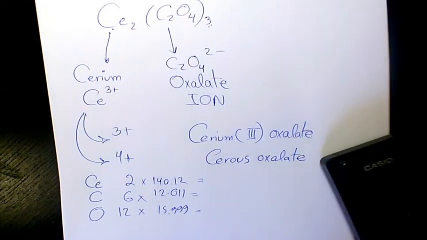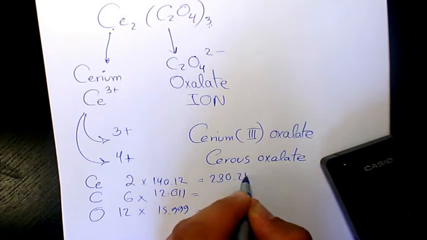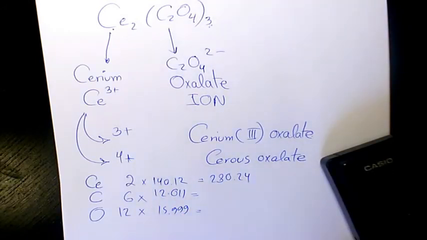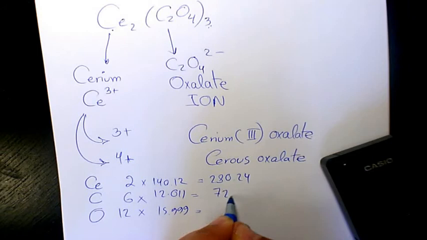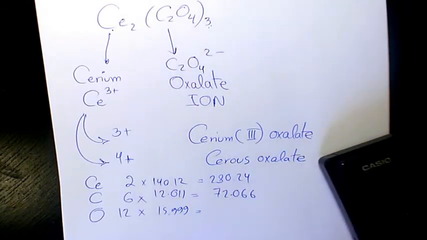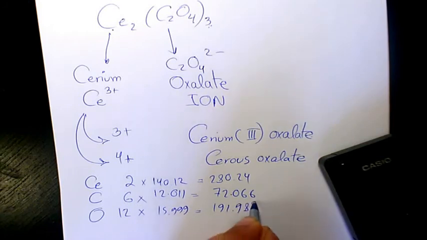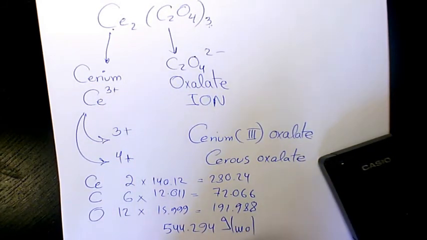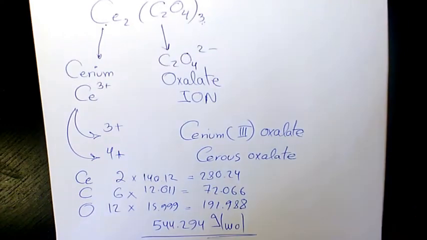So that's going to be 2 times 140.12, 280.24, 6 times 12.011, 72.066, and we have 12 times 15.999. It's going to be 191.99988. When you add them all, it's going to be 544.294 grams per mole. That's the molar mass of cerium oxalate.